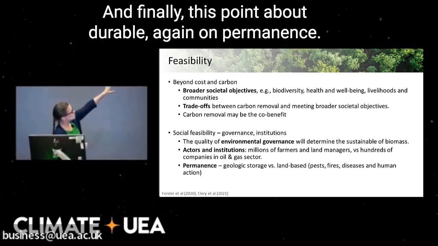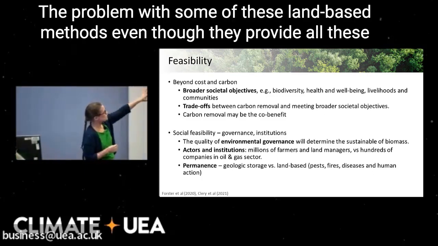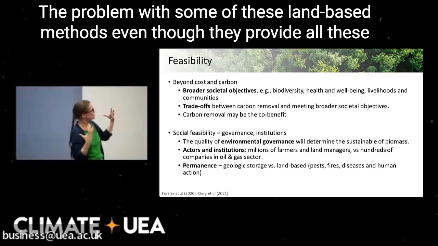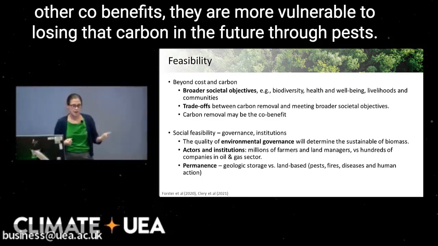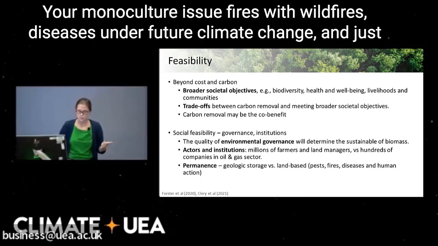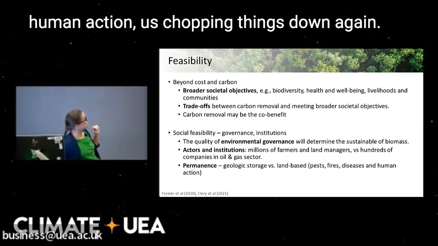And finally, this point about durability, again, on permanence. The problem with some of these land-based methods, even though they provide all these other co-benefits, they are more vulnerable to losing that carbon in the future through pests, your monoculture issue, fires with wildfires, diseases under future climate change, and just human action, us chopping things down again.